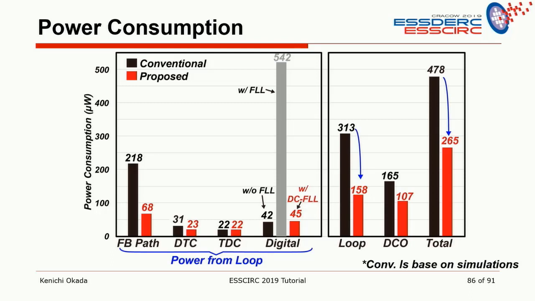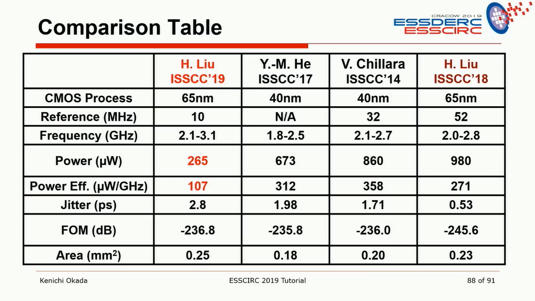With our best effort, it became 478 microwatt or something, but by further applying the new architectures and new circuit techniques, it can be cut down around here like this. Okay, that's good timing. This is almost the final slide, and 265 microwatt could be realized. Actually, the FOM was slightly degraded compared to the last one, but it is very, very low power compared to past designs.